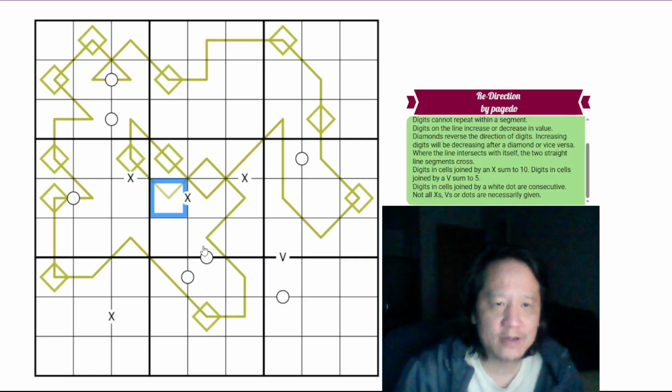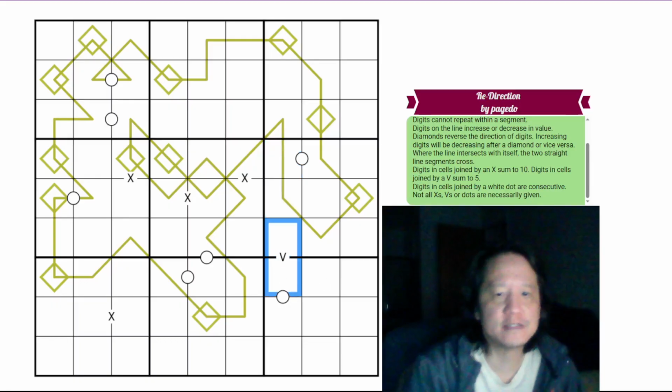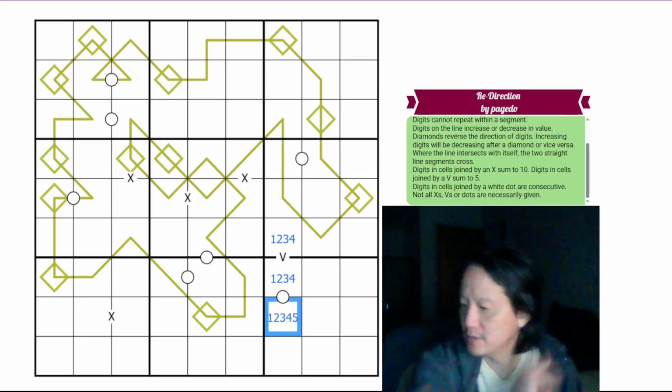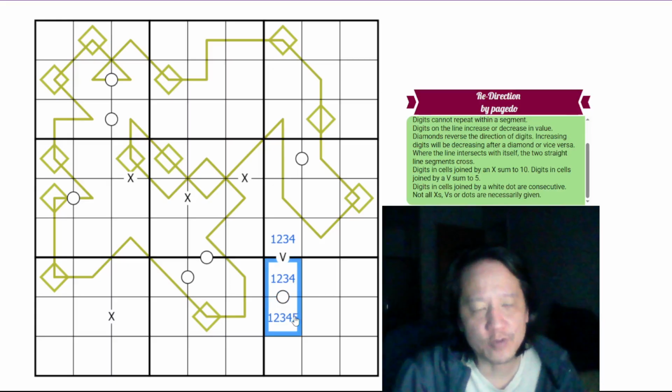How do I want to attack this? This is interesting. V is simple. So this is 1 through 4, and this must be 1 through 5 here to be consecutive with it.